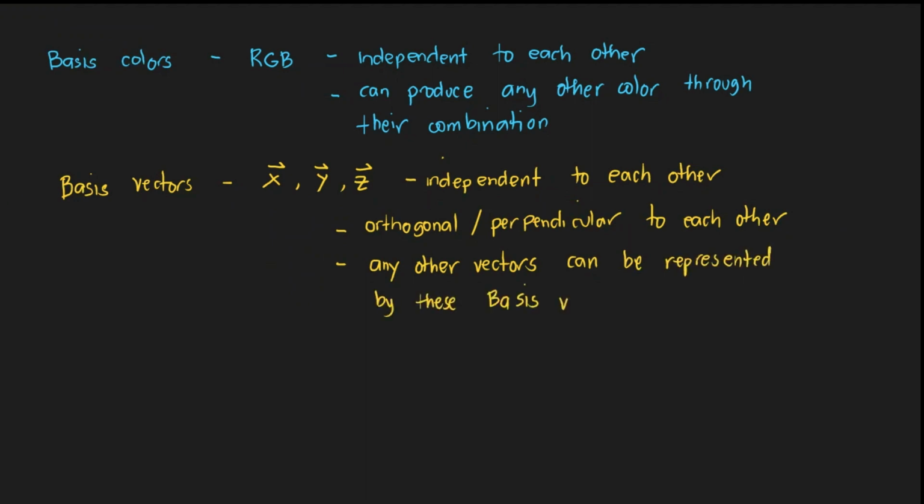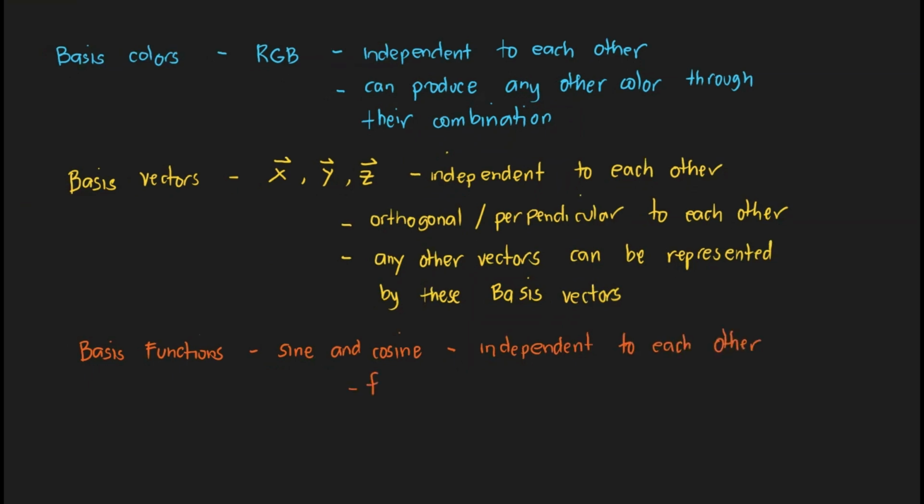Let us have our basis functions, sine and cosine as our example. These are independent of each other, form an orthogonal relationship, and any signal can be represented by a combination of sine and cosine.